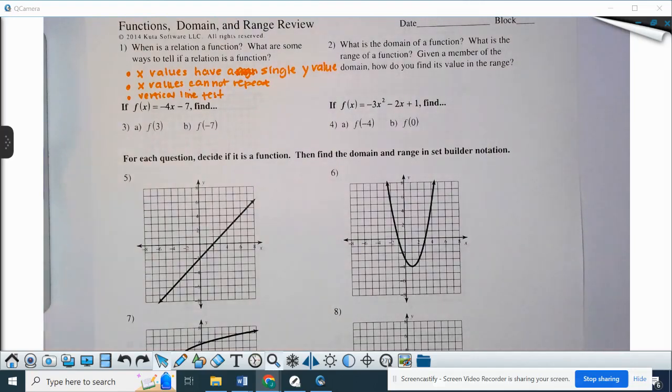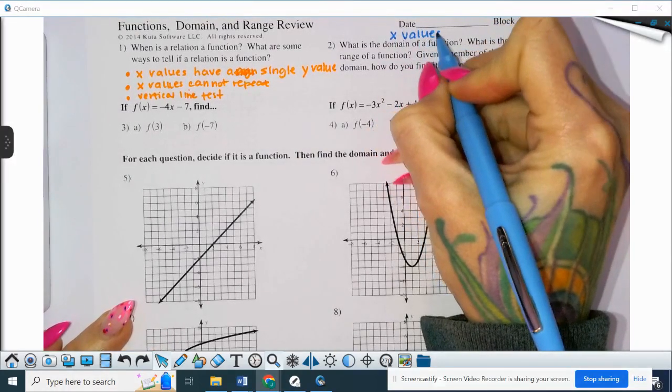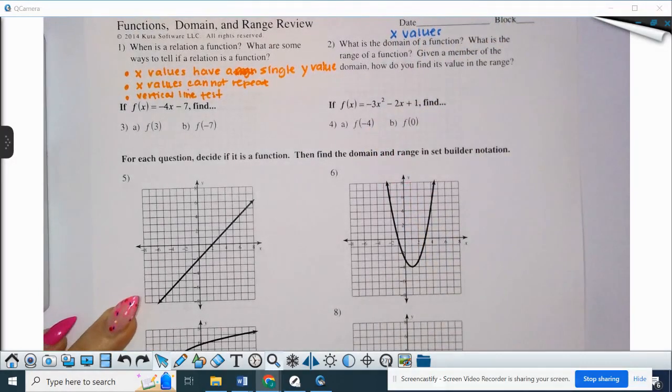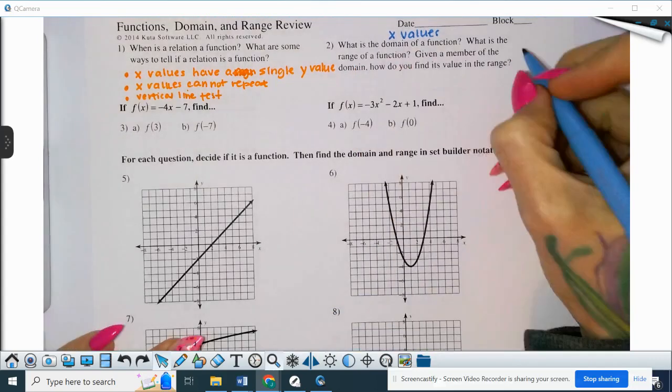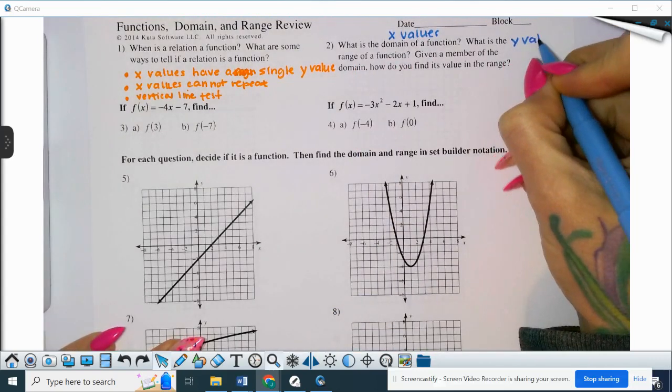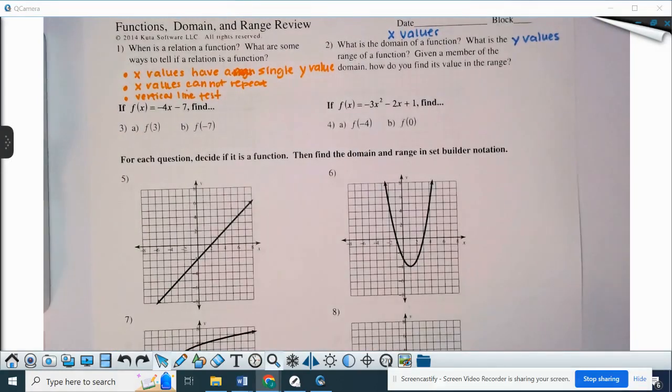Domain, what is the domain of the function? I always think x values. So it's going to be my left, right of the graph. How far left and how far right does the graph go? What is the range of the function? That's going to be your y values, or output. X values are input, y values are output. Your y value is going to be the up and down. How far up or how far down does the graph go, or the function exist?